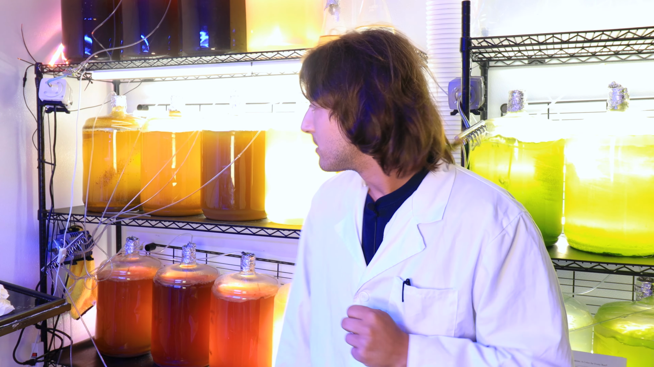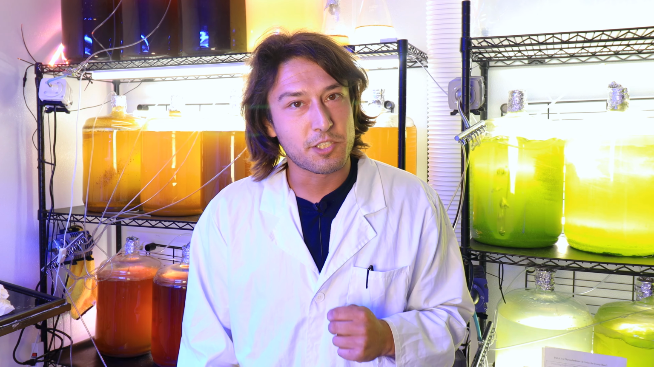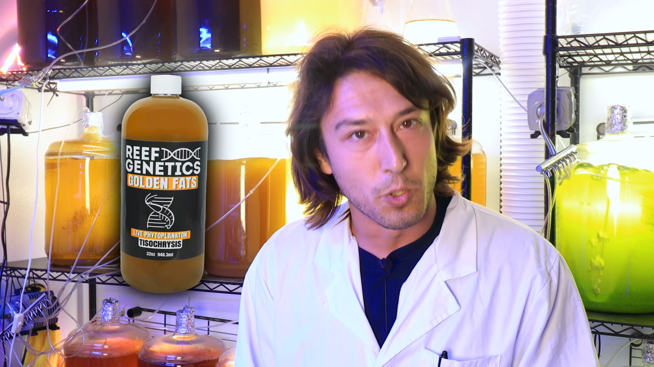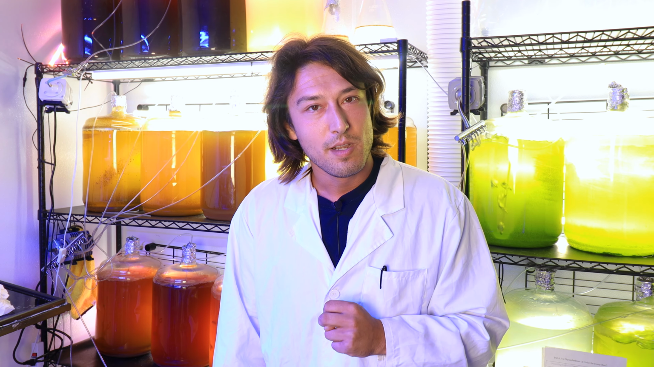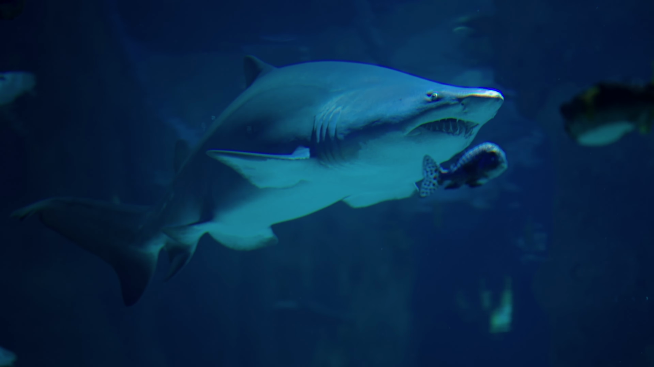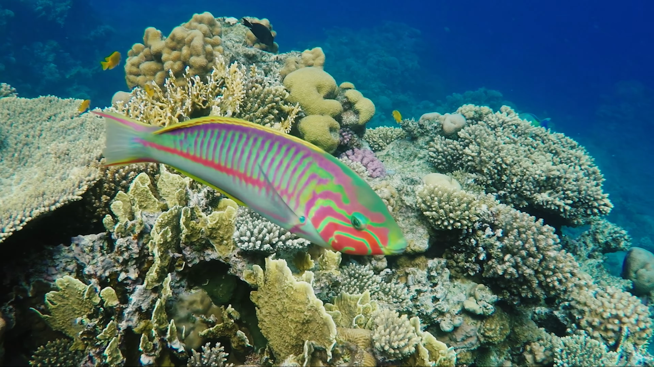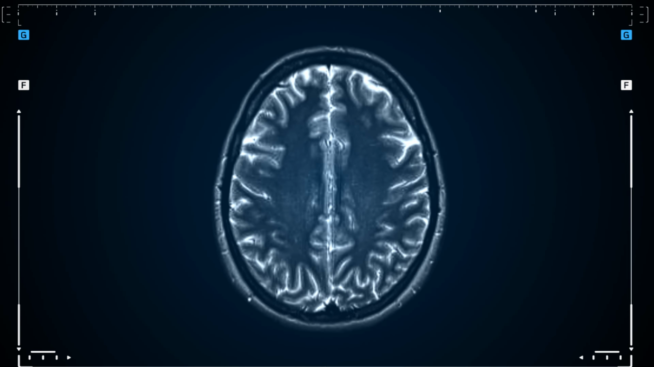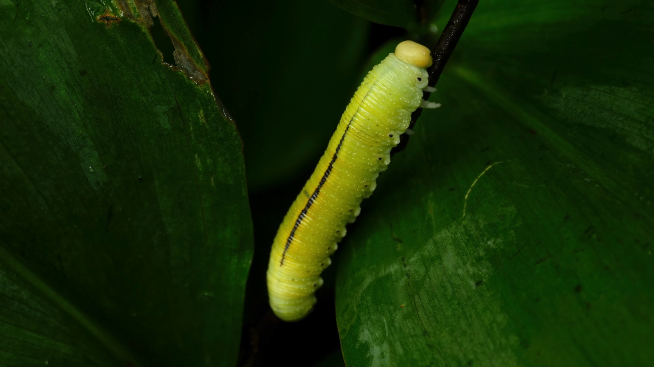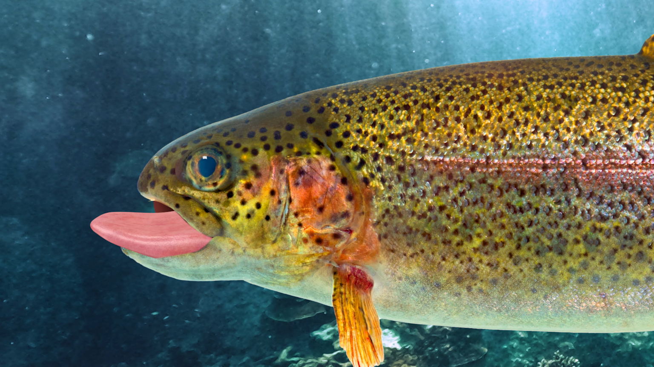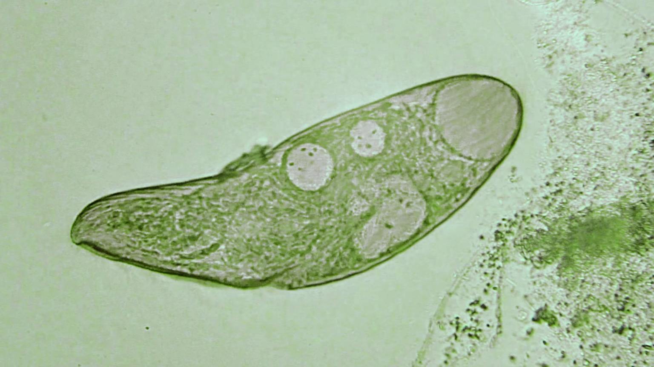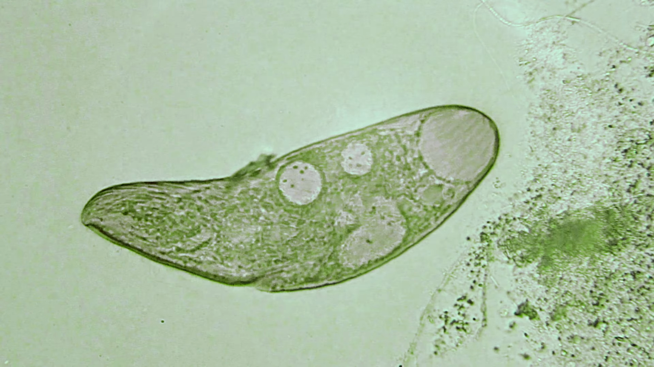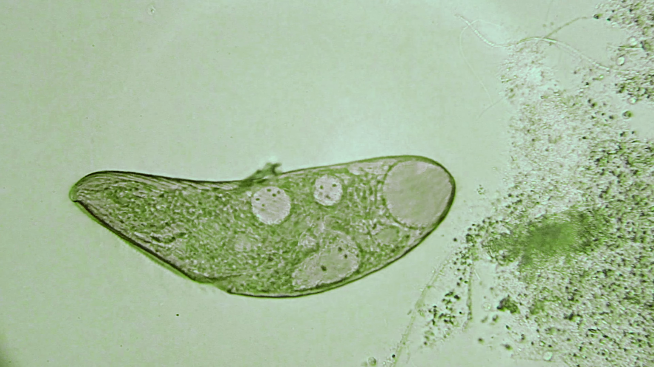Now, the brown algae you see in back of me, Tisochrysis lutea, why do I grow it and why do we market it under the name golden fats? Now, what if I told you that there wasn't a shark cell, a fish cell, a human brain cell, a caterpillar cell, a rainbow trout tongue cell? What if I told you that all these cells, all these very important cells doing very important things, all of this wonderful faculties that cells did, it all required energy and fuel.